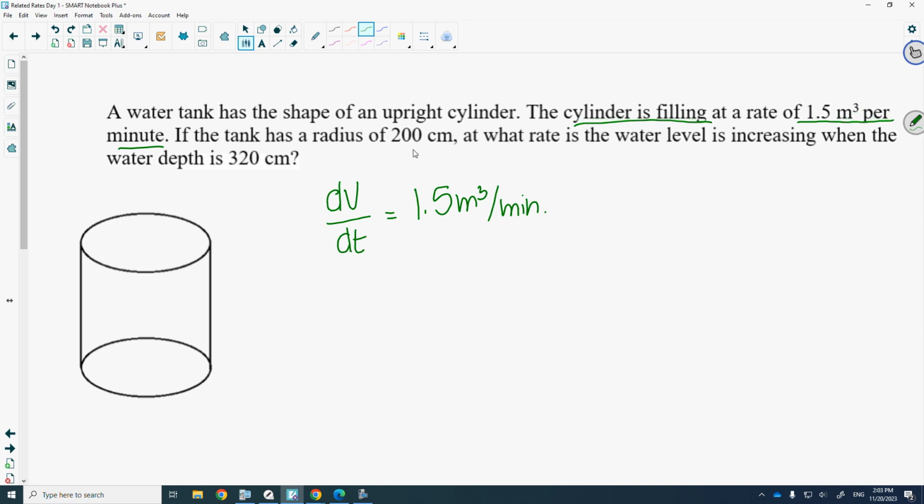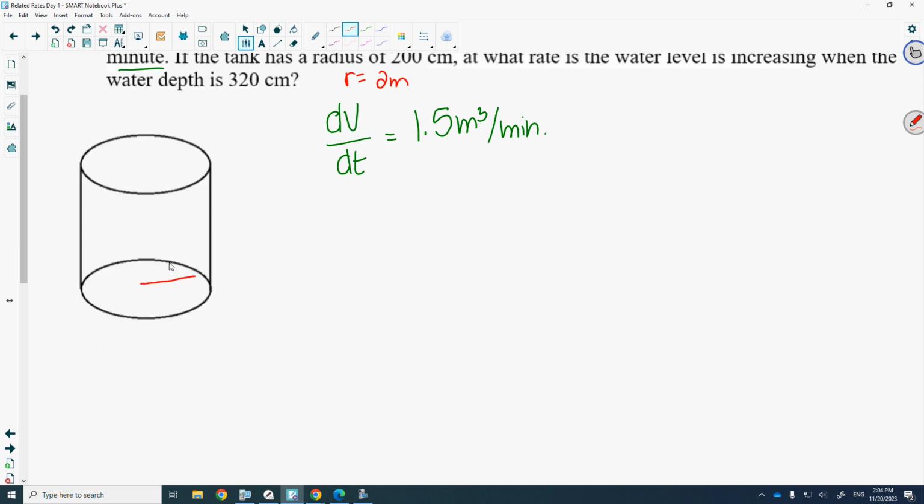If the tank has a radius of 200 centimeters, okay, we've got to be a little bit careful. My rate is in meters cubed. So when they give me the radius of this tank in centimeters, I want to convert that to meters. Because the rate is in meters, this would be the easier one to convert. So 200 centimeters is the radius. What would that be if 1 meter is equal to 100 centimeters? What would the radius of this cylinder be? Yes, 2 meters. Okay, so this cylinder has a radius of 2 meters.